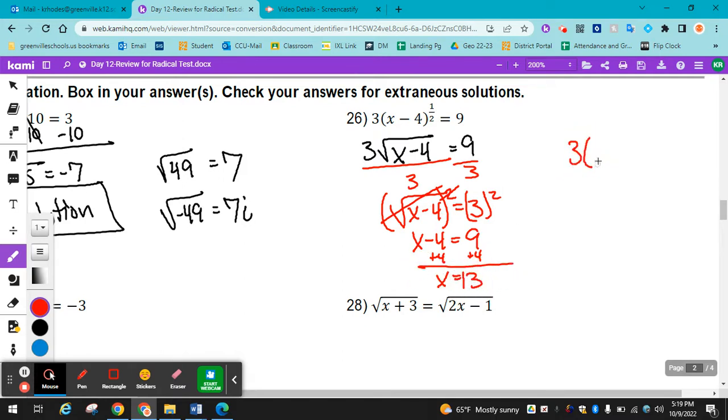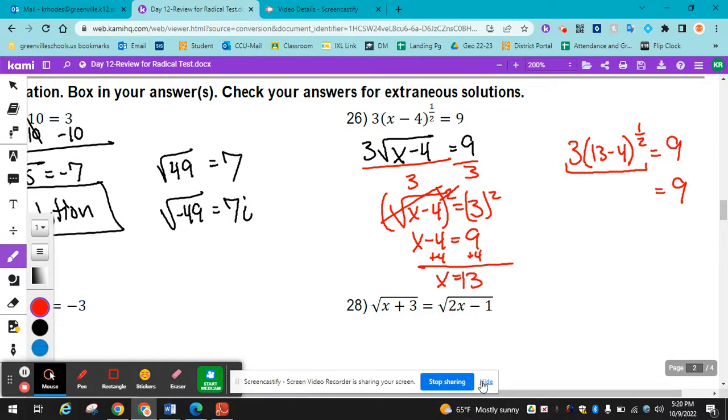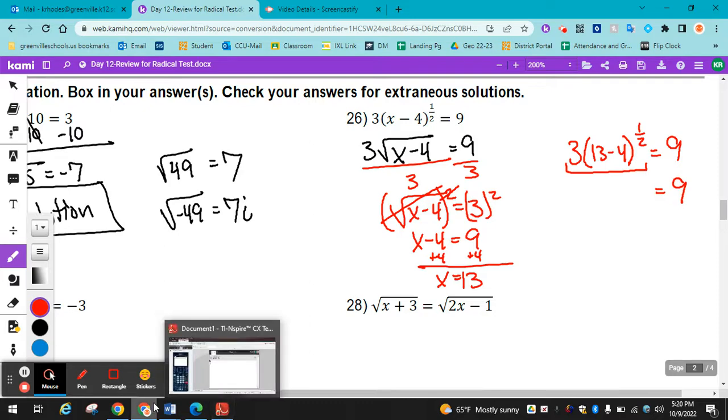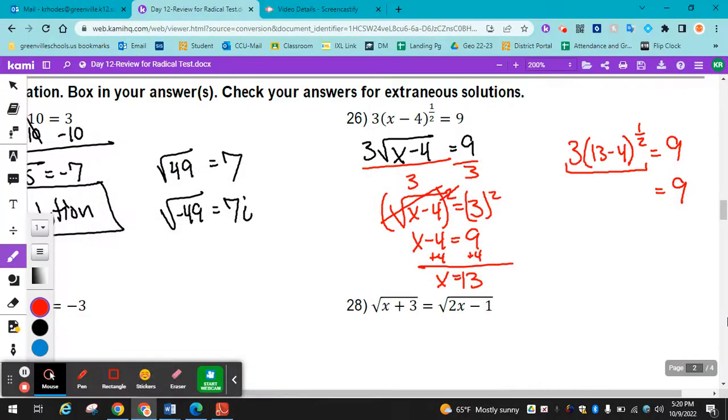So 3 parentheses 13 minus 4 to the 1/2 equals 9. Does this equal 9? Put it in a calculator. All right, when I put it in a calculator, it does equal 9. So 9 equals 9. You know your answer is correct. 13 is my answer.